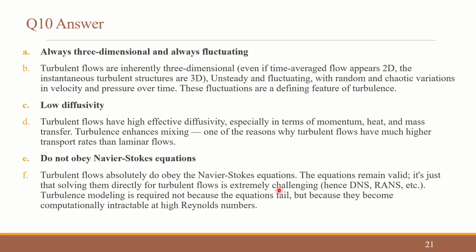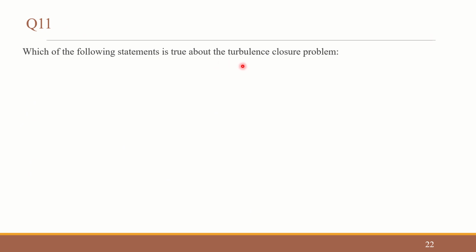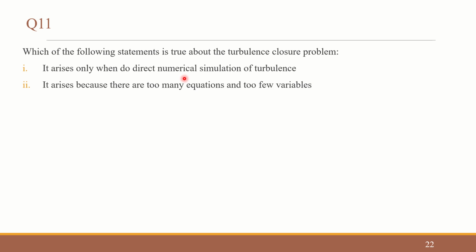Okay, we'll go to the next question now. Question 11 it is. Which of the following statements is true about the turbulence closure problem? First one, it arises only when we do direct numerical simulation of turbulent flows. Second one, it arises because there are too many equations and too few variables. Option A is 1, option B is 2, option C is both 1 and 2, option D is neither 1 nor 2.